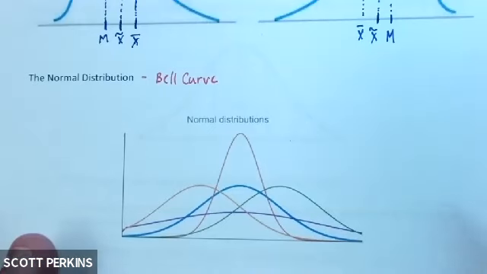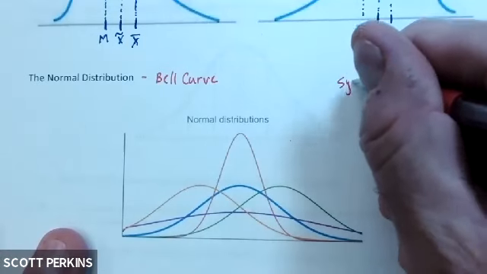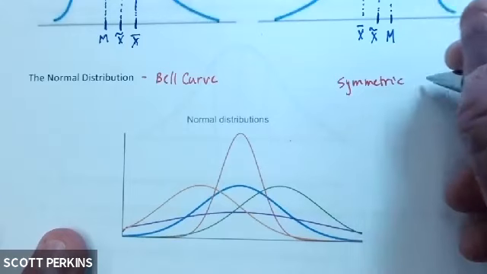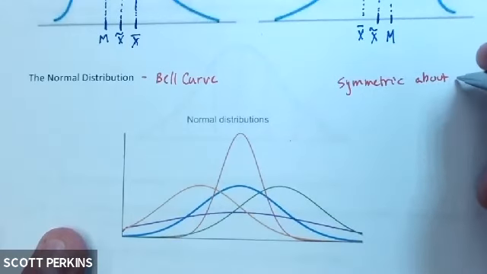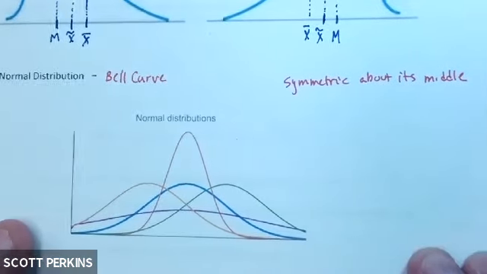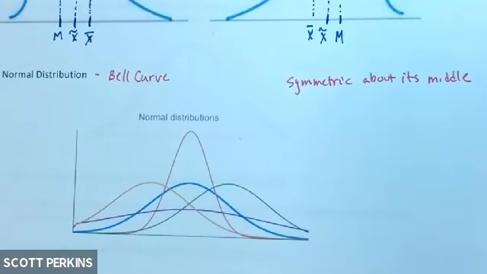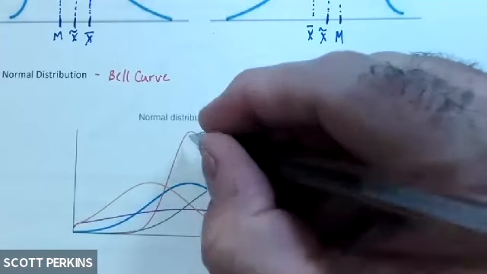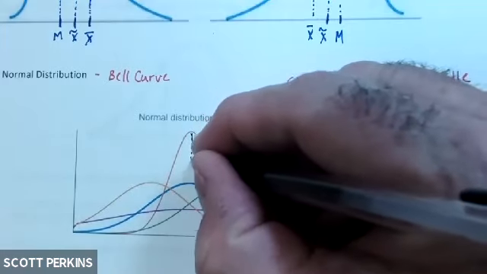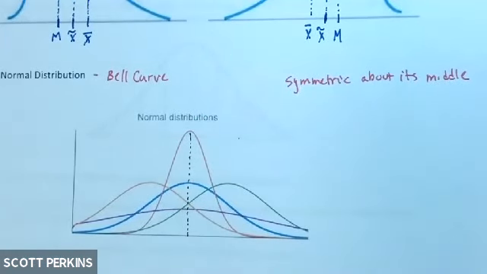And so the basic attribute of a normal distribution is that the normal distribution is symmetric about its middle. Whoops, I'm off the screen here. The normal distribution is symmetric about its middle. And what that means is if the curve is like a greeting card and I was to fold it, it's the same on both sides. In fact, I'm going to draw it on that tallest one, the orange one. This is kind of like the fold of the greeting card right here. And so the normal distribution is symmetric about the middle.